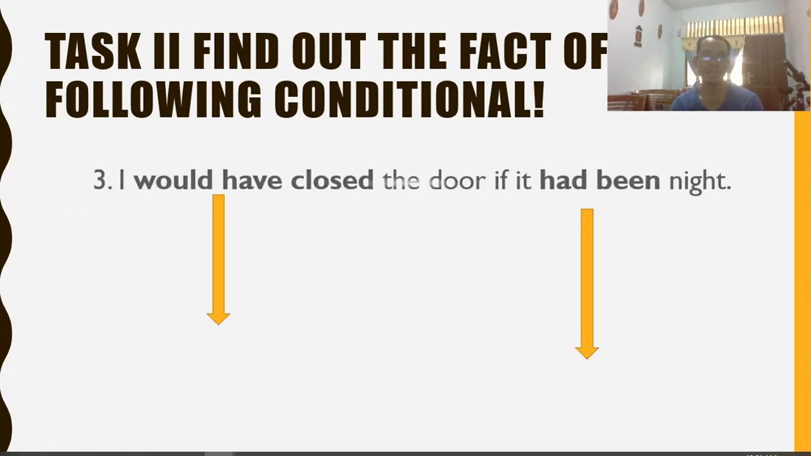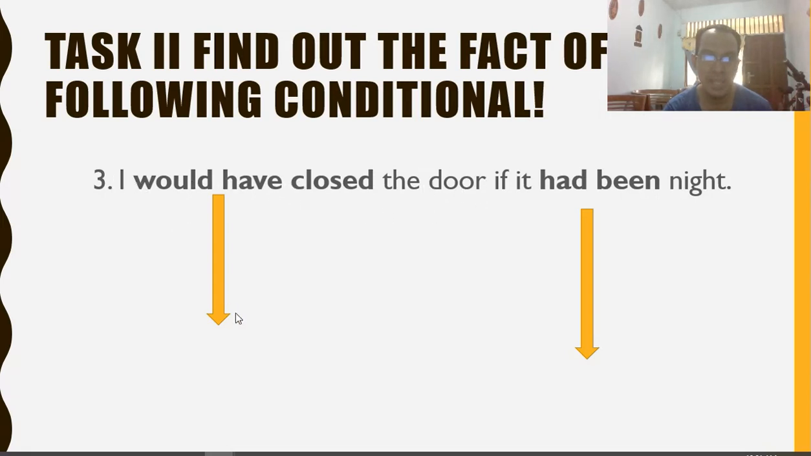The next number 3. I would have closed the door if it had been night. Okay. So remember what type of conditional is it? This is conditional type 3 from the word would have plus verb 3 and had plus verb 3 of past participle. So what is the fact? Remember, find out the main clause first. The main clause is I would have closed the door.